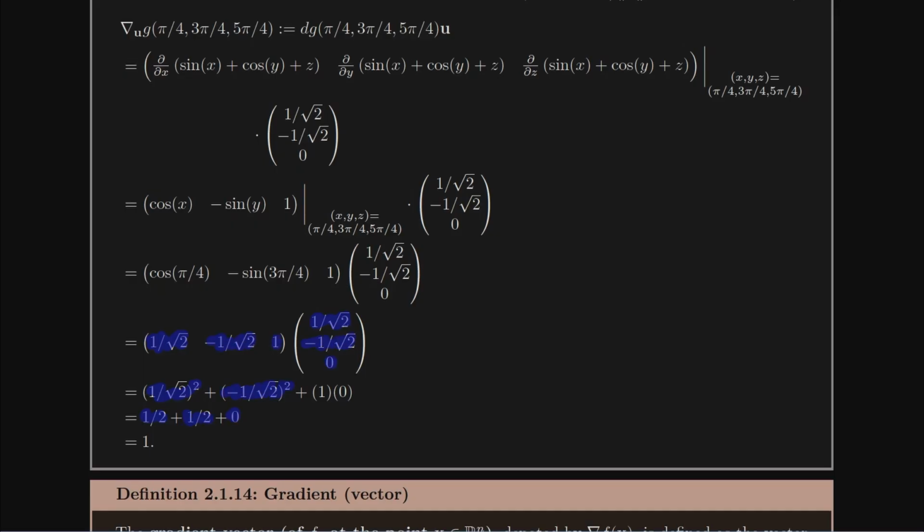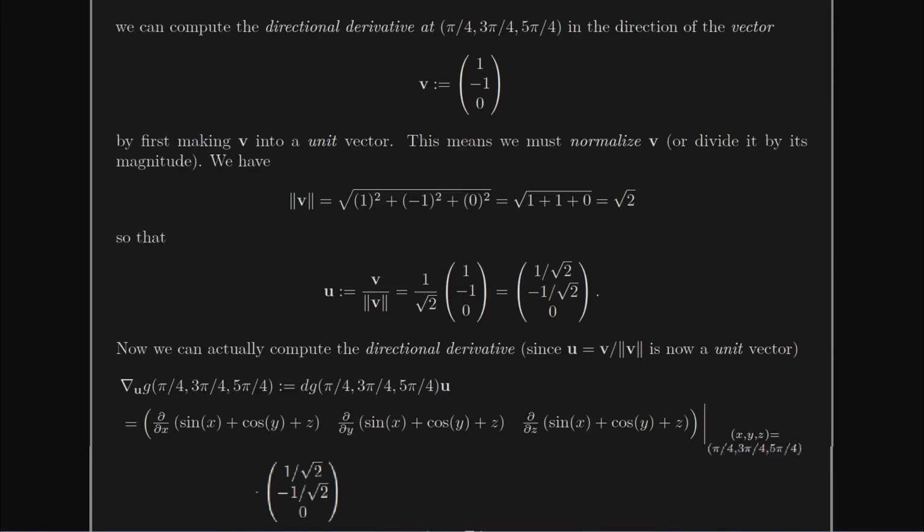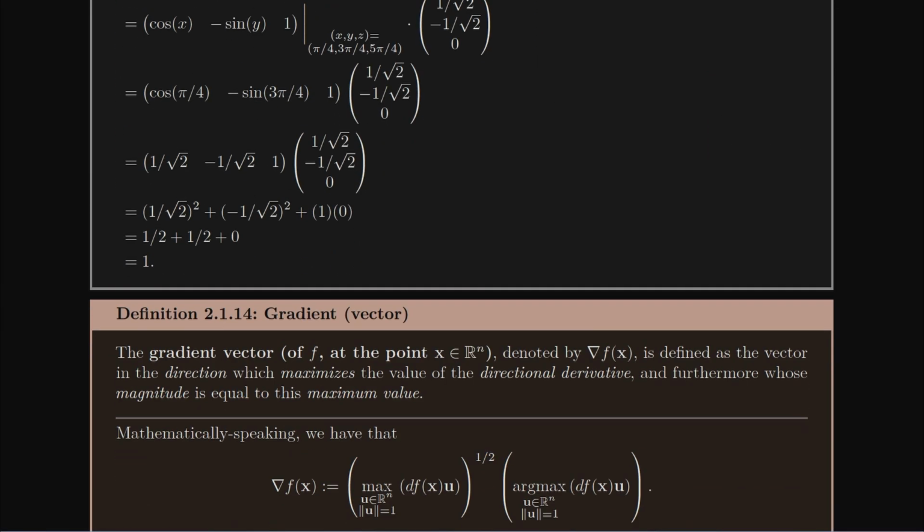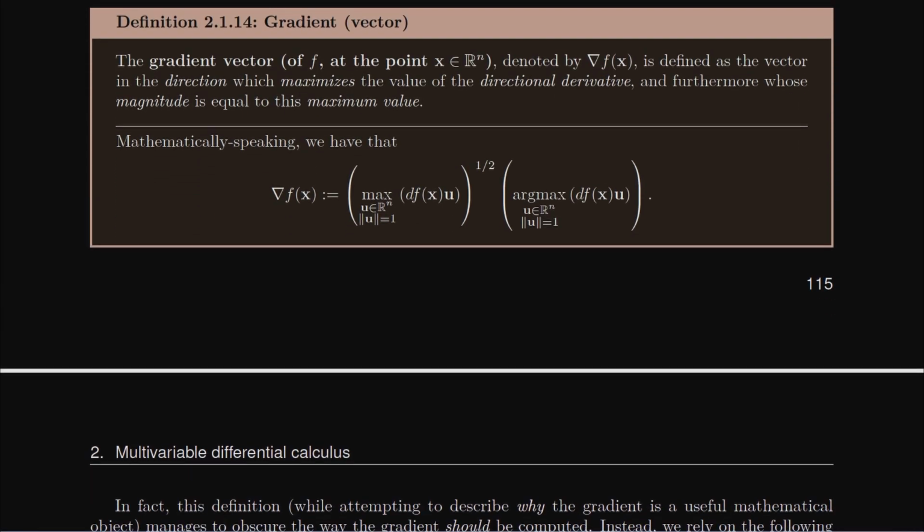We have a 1 times a 0, which is a 0. Turns out the directional derivative of our function at this particular point in the direction of v is equal to 1. So it turns out that this idea of the directional derivative is quite useful. You can talk about derivatives in any direction of some sort of surface if you were standing at a point looking in any direction.